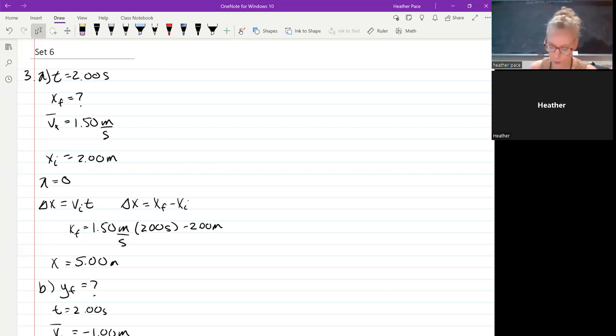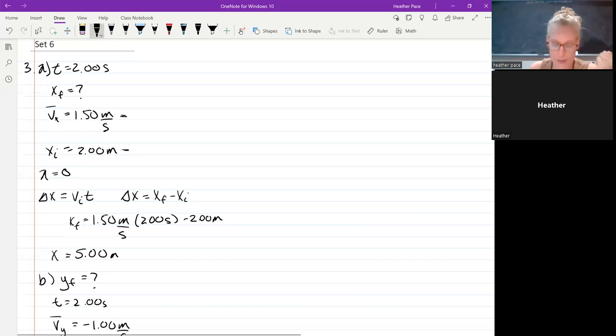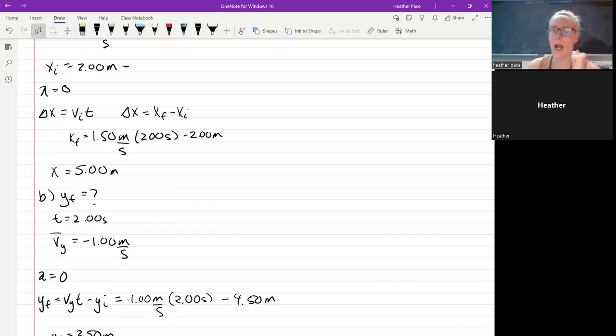So see, I've written what we know here. We know that t equals 2. We don't have xf, which is our final x location, which is what we're looking for. We do have our initial x location. We're given that at 2 meters. We have our average velocity in the x direction, which is 1.5, and we have that acceleration as 0. So if we pull up our kinematic equations that I will post online for you, we see that this is the simplest equation that we can use to solve for this.